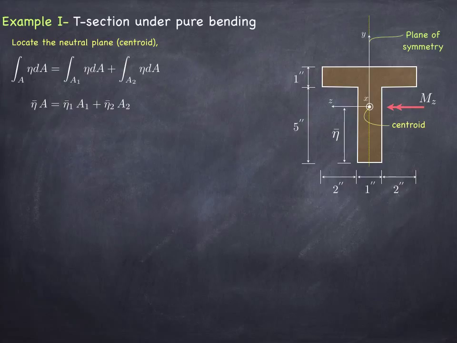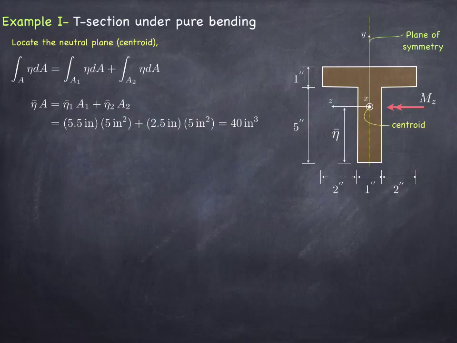So let us calculate the right-hand side of this equation. Eta 1 bar is simply the distance of the centroid of the flange of the T section from the bottom, which is going to be 5 inches plus a half. And A1 will be the area of the flange, which is 1 inch times 5 inches. That's 5 inches squared. And to that, I'm going to add eta 2 bar times A2.